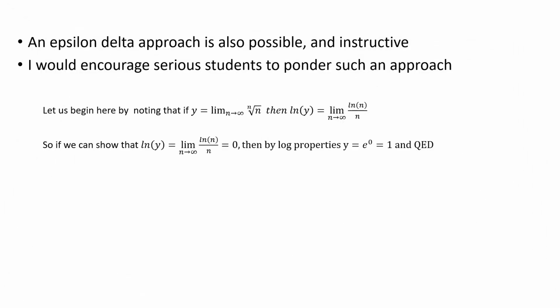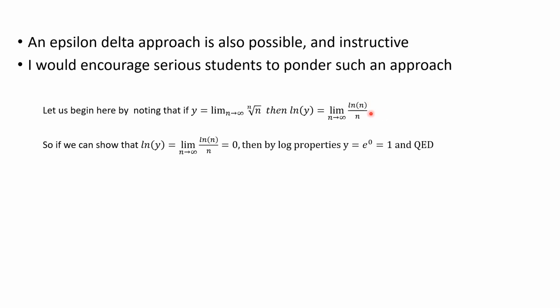But an epsilon delta approach is also possible, and I think it's instructive. And I would encourage serious students to ponder this approach. We begin here by noting that if we let y equal the limit we're trying to compute, then if we take the natural logarithm of y, this 1 over n in the exponent goes in front, and we can use the continuity of the logarithm function to conclude that the natural log of y, the value we're seeking, is the limit as n goes to infinity of the natural logarithm of n over n.